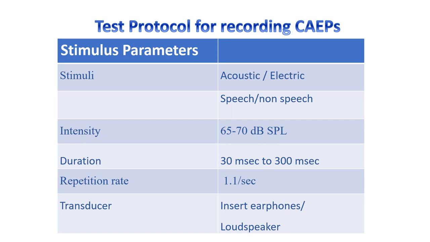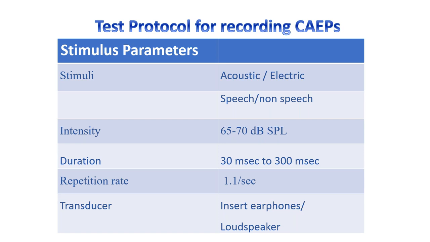Now coming to the recording of cortical auditory evoked potentials, like I already said, I just want to talk about the protocol for recording this, and then we'll go into how we really reduce artifacts while recording. For the stimuli used, we can either use acoustic or electric stimuli. Today, I'm going to focus on acoustic stimuli. In acoustic stimuli, we can use either speech or non-speech stimuli.